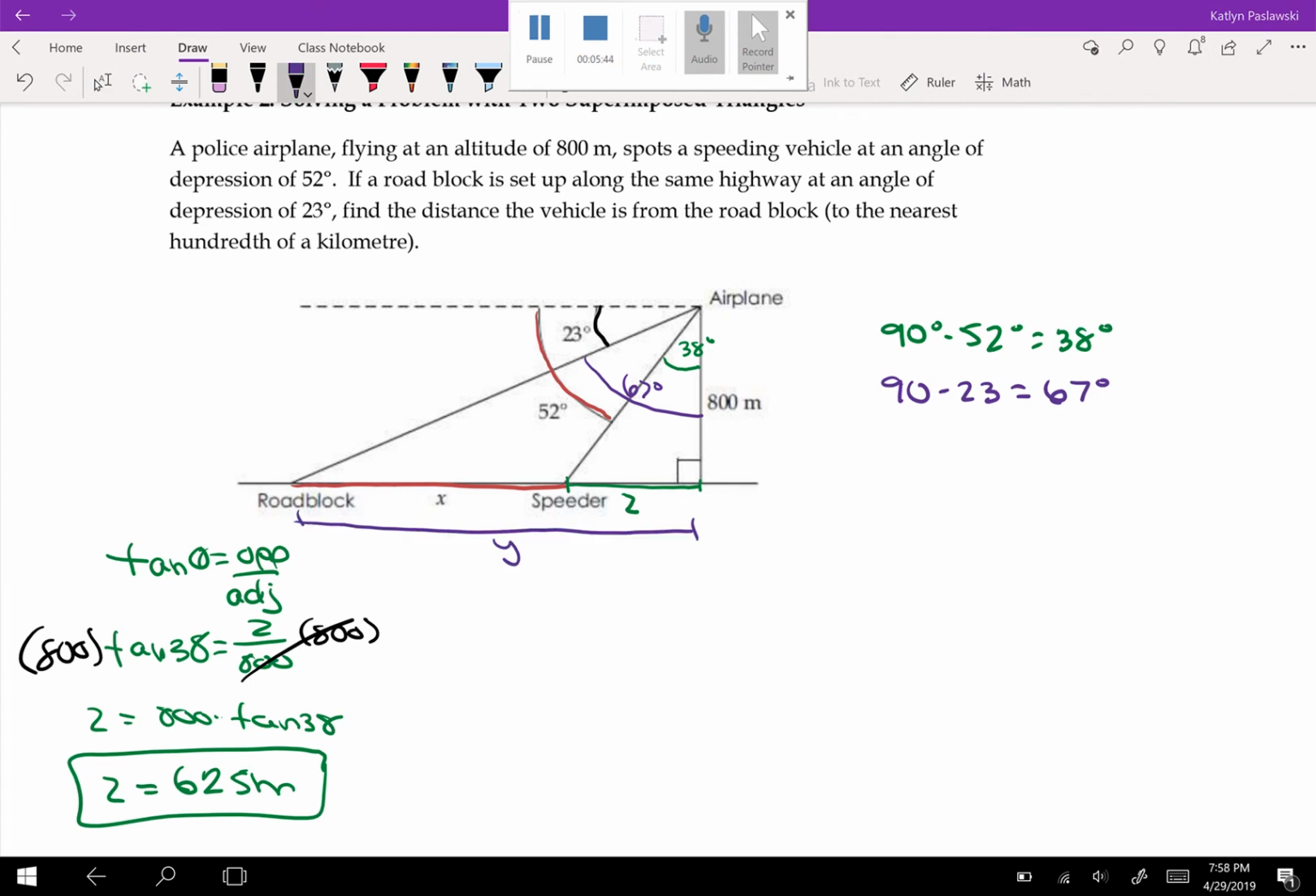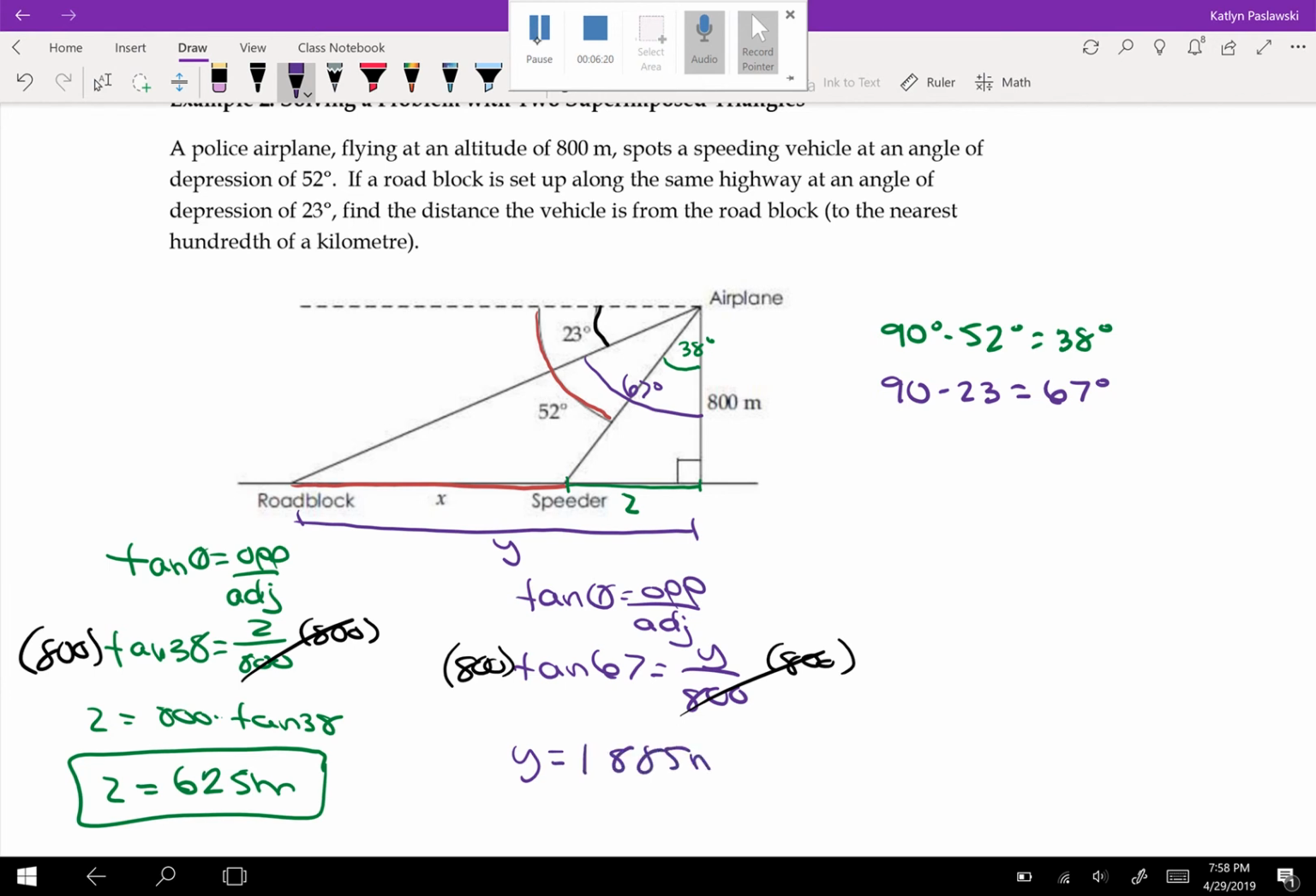Now in the purple, I'm going to solve for this length of y. So I'm using this larger right angle that has 67 degrees. So I'm still going to be using tan because I'm going to have opposite over adjacent. In this case, tan is 67. My opposite value I'm going to use as y, and adjacent is still 800. So I'm going to isolate the variable by multiplying by 800 on both sides. It's going to be a value of y is equal to 1,885 meters.